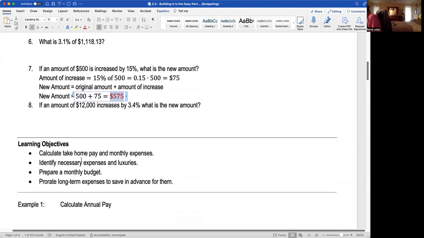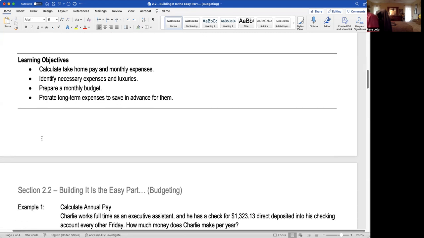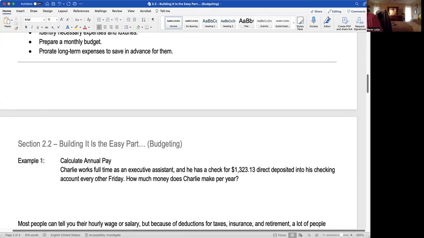Okay, learning objectives. We're going to calculate take-home pay and monthly expenses. We're going to identify necessary expenses and luxuries. We're going to prepare a monthly budget and then prorate long-term expenses to save in advance for them. All right, so the first thing that we're going to look at is we're going to calculate our annual pay.